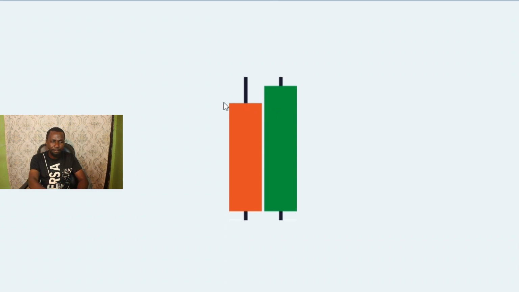The market opens here, the sellers push the market all the way down, and the buyers step in and push the market all the way up, and it engulfs the sellers, which tells you that the buyers are in control. So when you see this type of candlestick pattern, you know that the buyers are in charge.